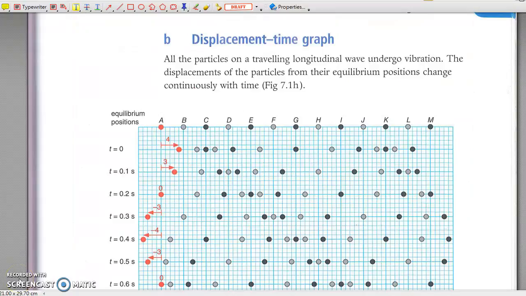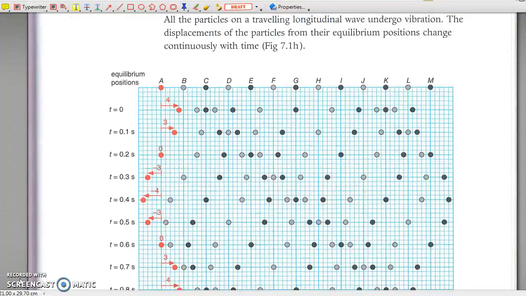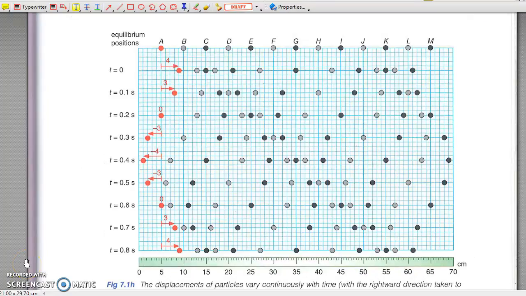B. Displacement-time graph. Similar to transverse waves, we may also use the displacement-time graph of a particle to represent longitudinal waves. Such a graph shows how the displacement of vibration of a particle changes with time. In the following snapshot, let's focus on particle A only. Its displacement changes from 4 to 3 to 0 to -3 to -4 and so on.